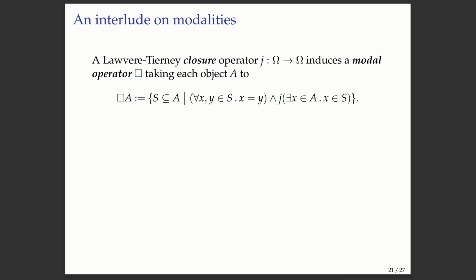So if you take a closure operator, that's an operator that has some nice properties. It's monotone, inflationary, and preserves finite suprema. So J, if it's every such operator, actually induces a modal operator box on all objects. And I'm not going to go into details of this.